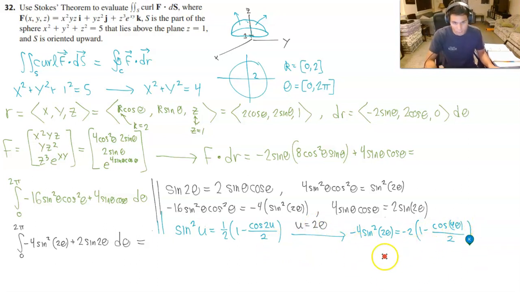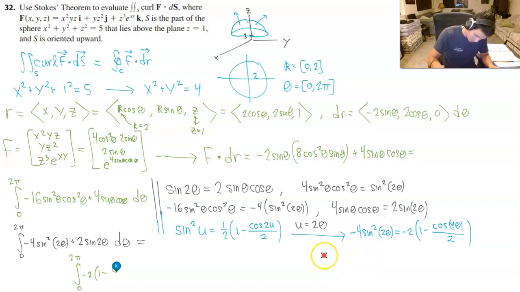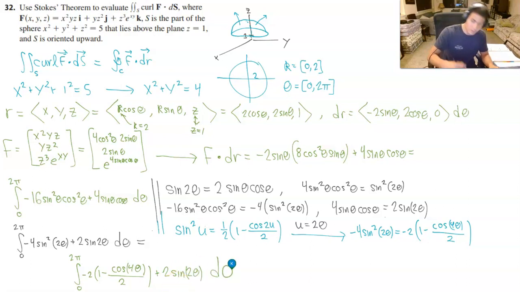Now this is your new thing, and you're going to replace it. So your new integral, in green, I'll write it, is going to be from 2 pi to 0 of -2 times (1 minus cosine 4 theta) divided by 2, plus 2 sine 2 theta d theta. This is your new integral. Doesn't it look a lot nicer?